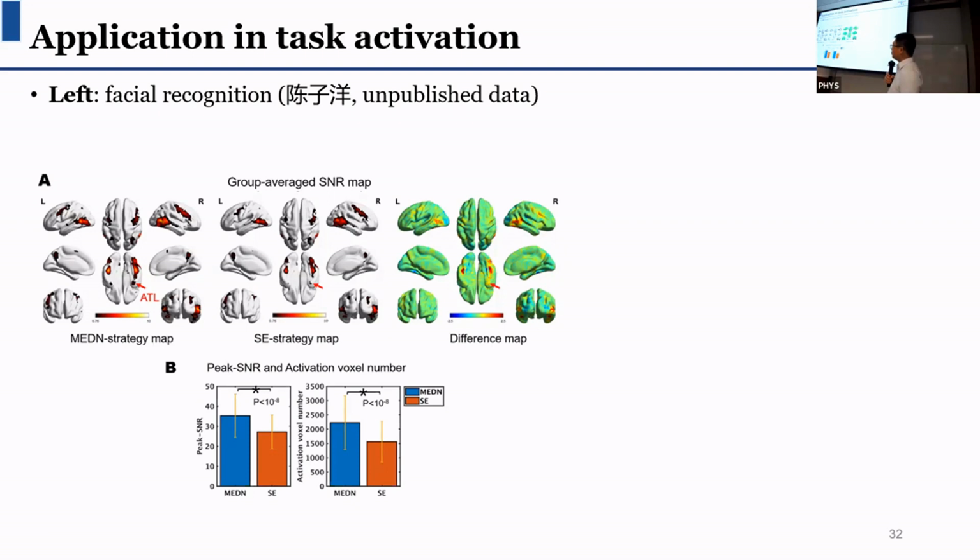We also calculated the SNR of this image and the number of activation voxels. This is the peak SNR, and this is the activation voxel count you can get from the different strategies. The blue one is the multi-echo method. The orange one is the single echo method. So you can always see the benefit from this multi-echo method.